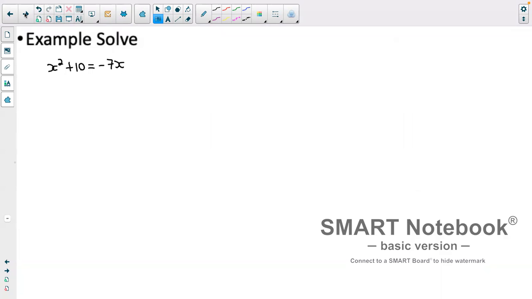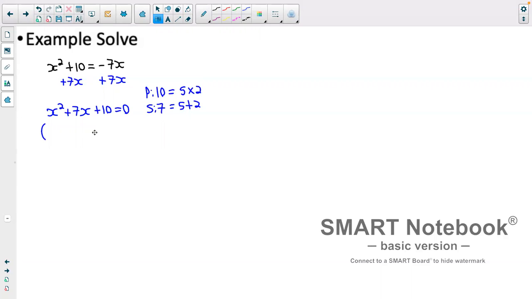So for example, solve. We have x squared plus 10 equals negative 7x. So our first step is to move everything to one side of our equation. So add 7x to both sides. So that gives us x squared plus 7x plus 10 equals 0. Now it's called product sum factoring because, once again, we have a product of this last term, so a product of 10, with a sum of this middle term, so 7. So we're looking for two numbers that multiply to 10 and add to 7. So in this case, that would be 5 times 2 gives you 10, and 5 plus 2 gives us 7. So it's the same numbers used in both of these.